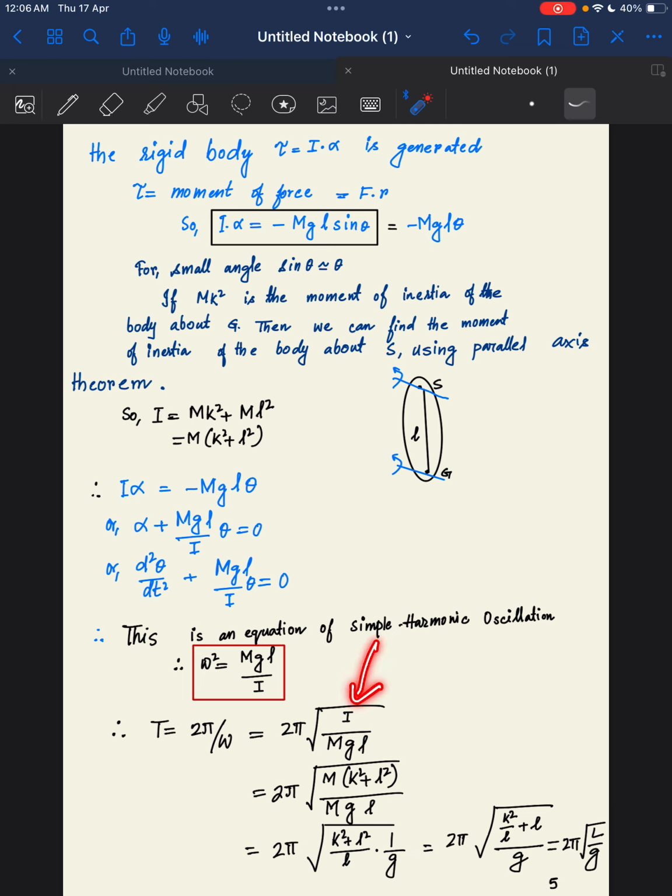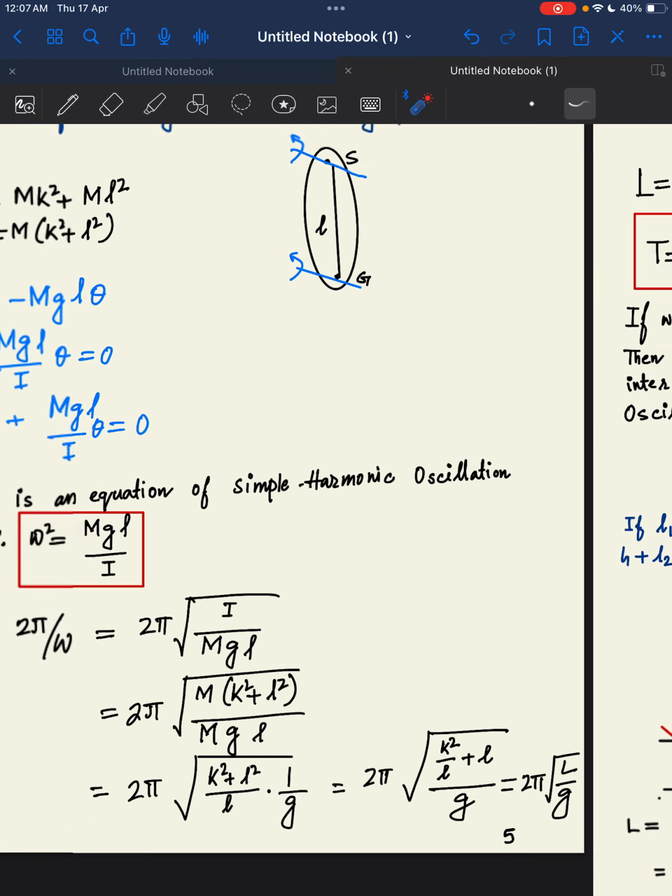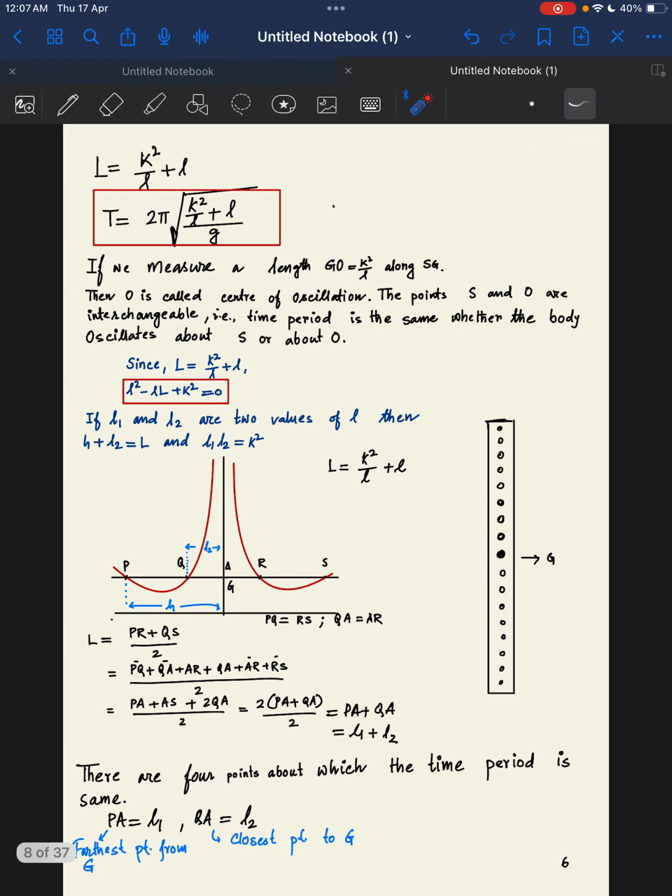If I just plug in I, which is m into k square plus l square, then over mgl, the m will cancel out. So this is k square plus l square divided by l, times 1 by g. So we can simplify it as 2 pi root over k square plus l square by l, divided by g. Now if I compare this with the time period equation of the simple pendulum, 2 pi root over L by g, then your L is nothing but k square plus l square by l. So this is the equivalent length for a simple pendulum.